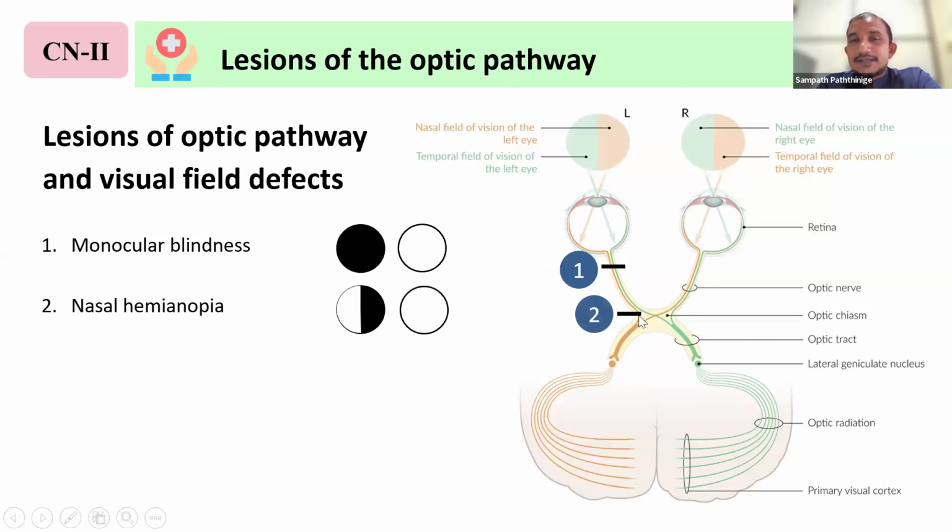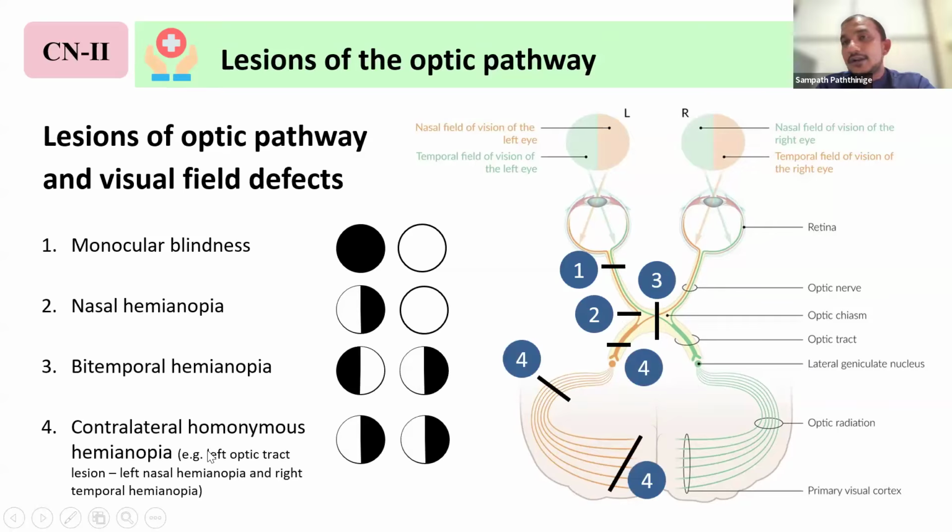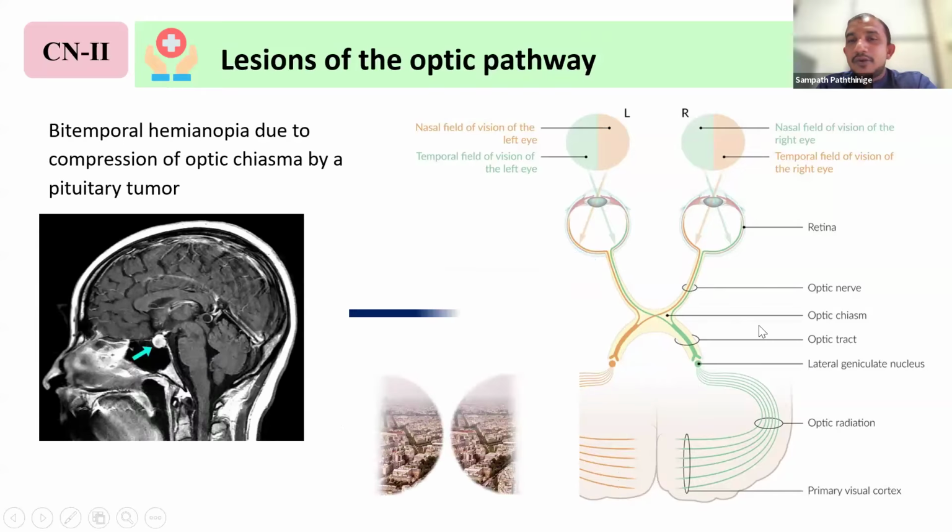Very commonly what is asked is, if the side of the optic chiasma is affected, that will lead to nasal hemianopia. What is most commonly asked in undergraduate as well as postgraduate exams is the bitemporal hemianopia, which is caused by a central optic chiasma lesion. Anywhere beyond the optic chiasma, it will lead to contralateral homonymous hemianopia, right? So the commonest thing is bitemporal hemianopia, in compression of the central part of the optic chiasma by a pituitary tumor.